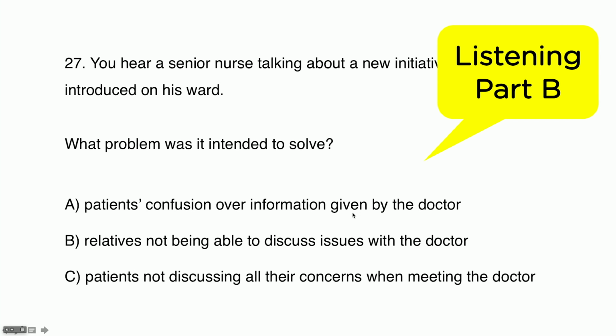Listening part B is where it starts to get a bit tricky, where the relationship between what you're reading on the paper in front of you and what you're listening to is sort of distorted. So this is what listening part B looks like. Again, a multiple choice with three answer options and some text.